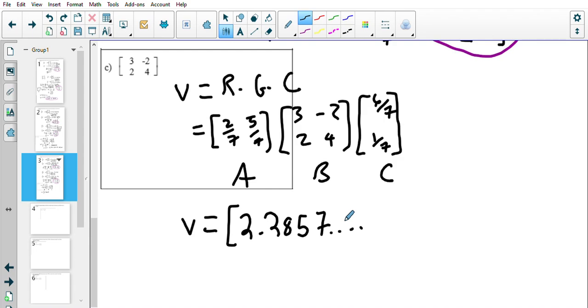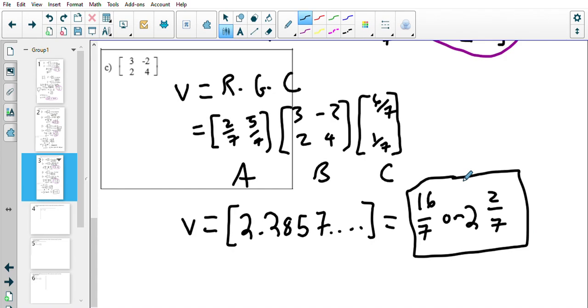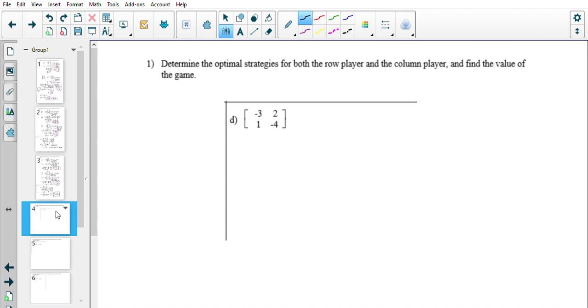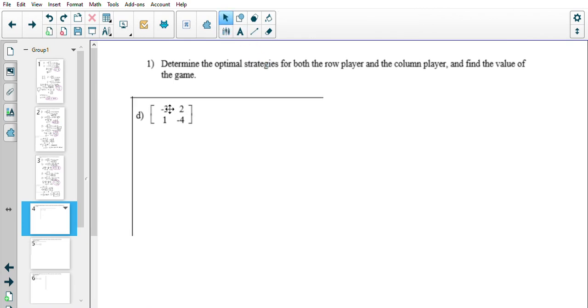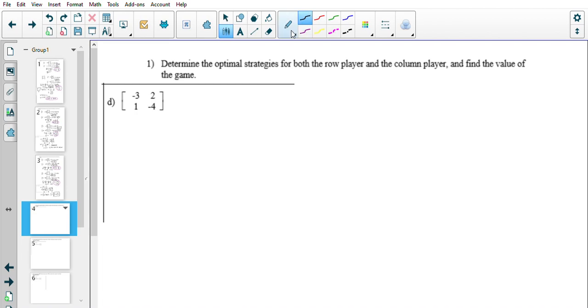2.2857, and so on. Let's see if I can turn that into a fraction. I can. The fraction is 16/7, or 2 2/7. So that's the value of the game, which represents a win for the row player because it is a positive value. So hooray for the row player. Okay, this is the last part of question 1, which is D, and we're just going to do the same thing. Start with finding the optimal strategy for the row player, then the column player, then the value of the game.